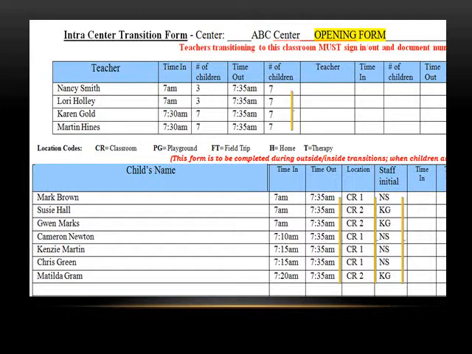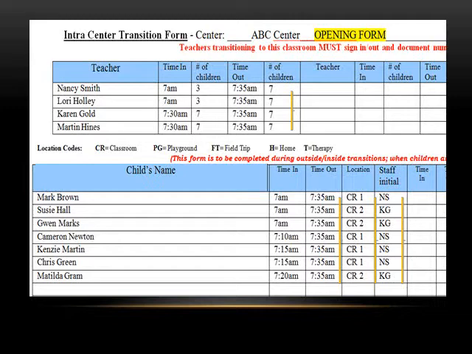Even if the opening classroom is their classroom to be used by the teachers signed into the opening form, they will sign themselves and the children out of the opening form. It's important not only to record the time that the teachers are departing the classroom, but also for the teachers to count the number of children present before leaving the opening classroom.